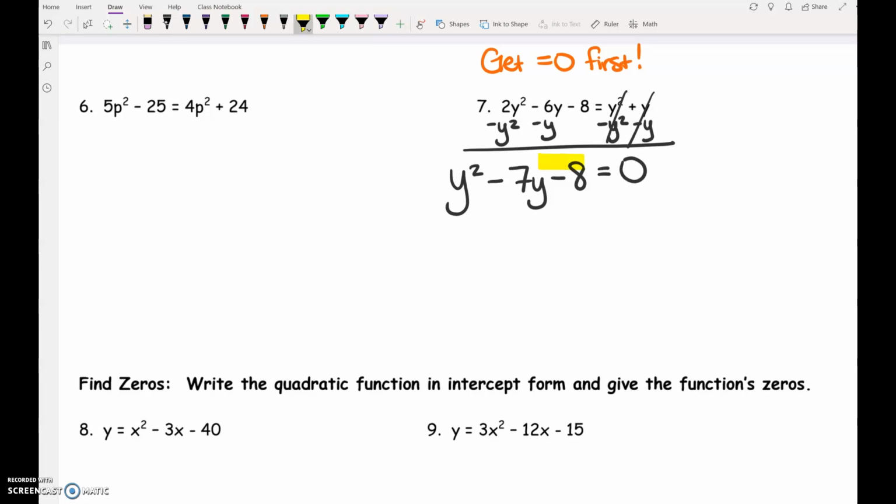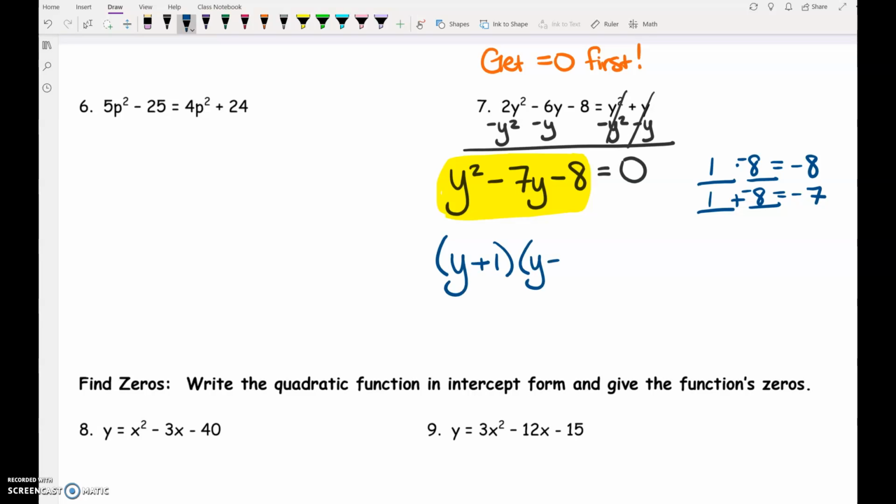I would like you to take a minute and see if you can factor y squared minus 7y minus 8. If you're watching the video, pause the video, give that a try. The factored form is y plus 1, y minus 8 equals 0. You have one solution where the first set of parentheses equals 0. So when does y plus 1 equal 0? When y is negative 1. So our first solution is y equals negative 1.